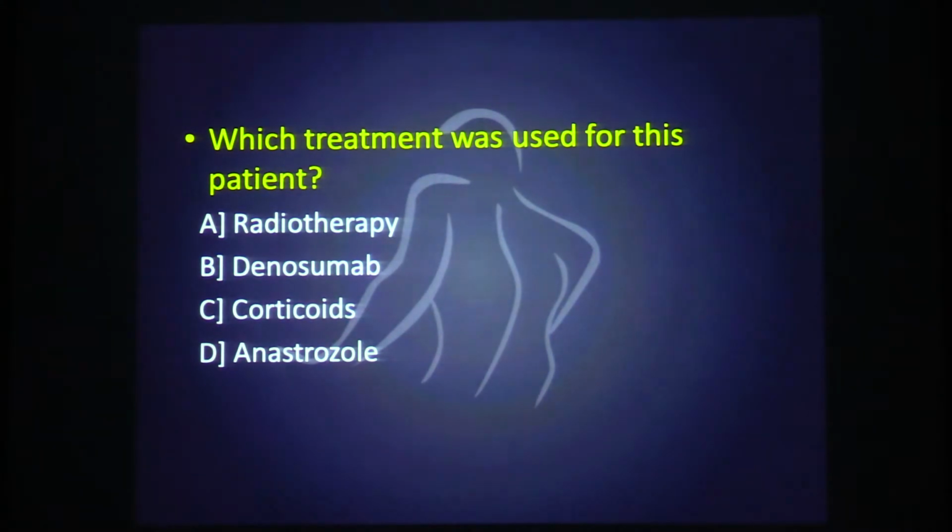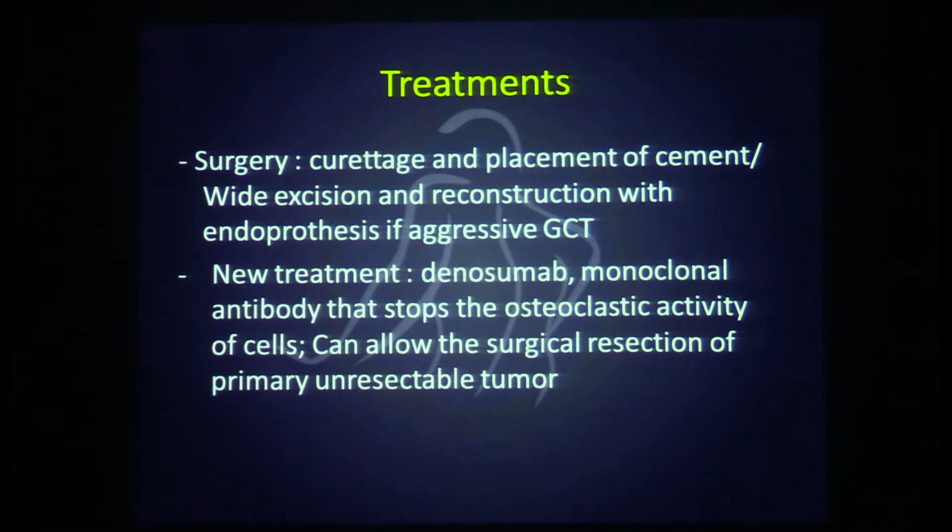So which treatment do you think was used for this patient to achieve this aspect? Do you think it's radiotherapy, denosumab, corticoids, or anastrozole? So I heard it was denosumab. The main treatment of GCT are the curettage and placement of cement or wide excision and reconstruction with endoprosthesis if it's possible for aggressive GCT. And the denosumab is a new treatment for that tumor that can allow the surgical resection for primary unresectable tumor, like it was the case of our patient.